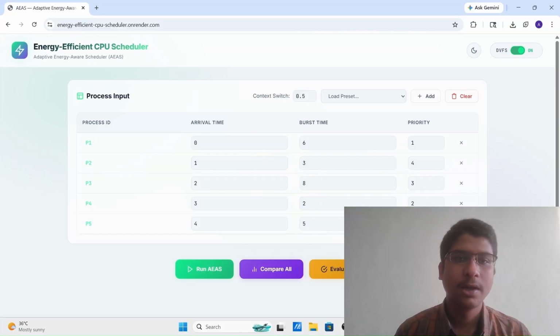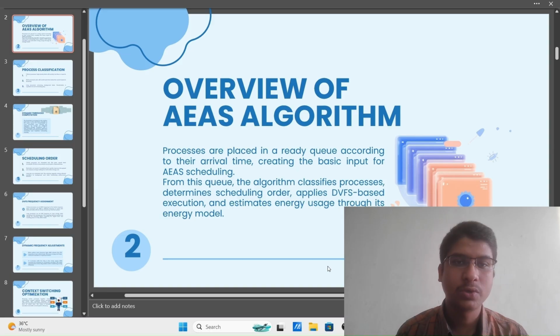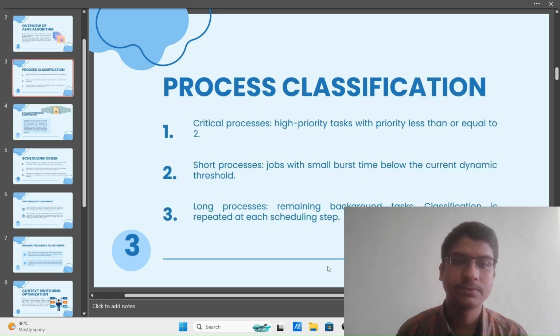Thank you. Now I'll explain how our AEAS algorithm works step by step. So I will open my PPT. First, all processes are stored in the ready queue based on their arrival time. At each step, we select processes that have arrived and classify them into three categories: critical process, short process, long process. Critical processes are high priority processes, priority number less than or equal to 2. Lesser the number, greater the priority. Short processes have small burst time, less than a threshold. Long processes are background tasks or all remaining tasks.